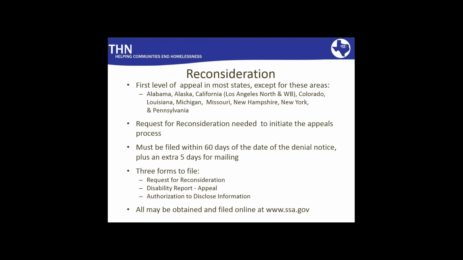For reconsiderations, reconsideration is the first level of appeal in most states, except for the ones listed below. Texas is not one of those. A request for reconsideration is needed to initiate the appeals process. So we want to make sure we get that filled out and done.